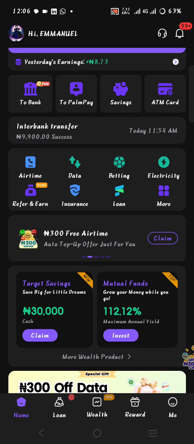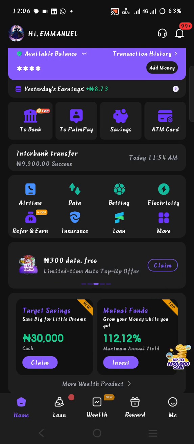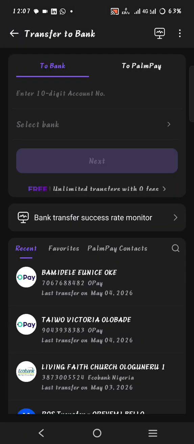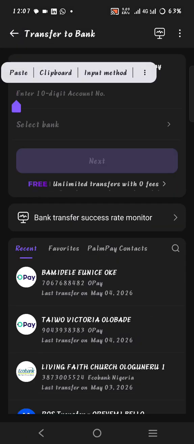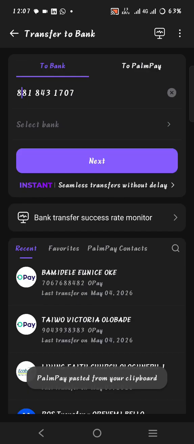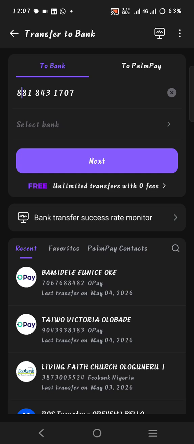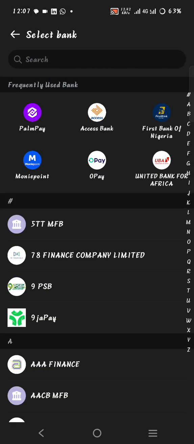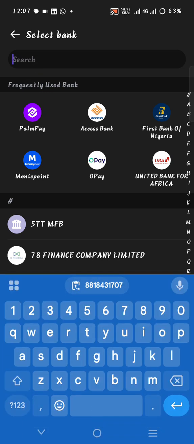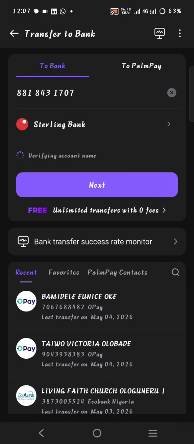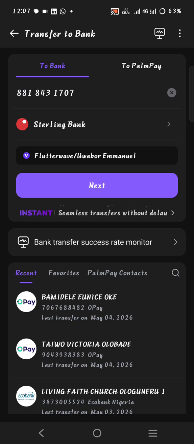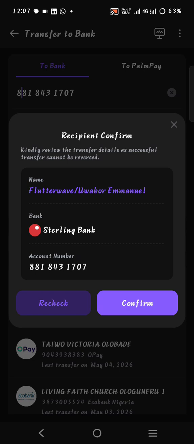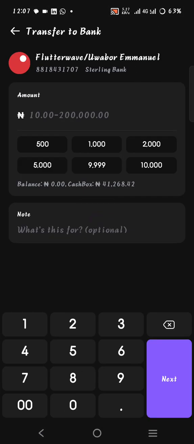I'm using my PalmPay here. You can see manual. Since I'm doing a transfer to the bank, on my PalmPay, let me paste the account. You can see it's not bringing up the bank, so let me go to select bank. Since I know the bank is Sterling Bank, I'll type it in the search bar. Now you can see it has brought up Flutterwave / Wabo Emmanuel. That is my account. So I'm funding my account now with the amount 28.